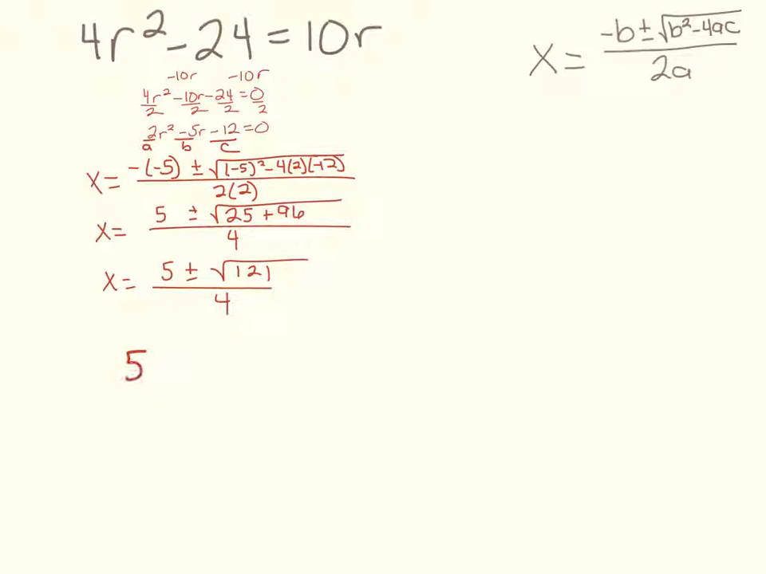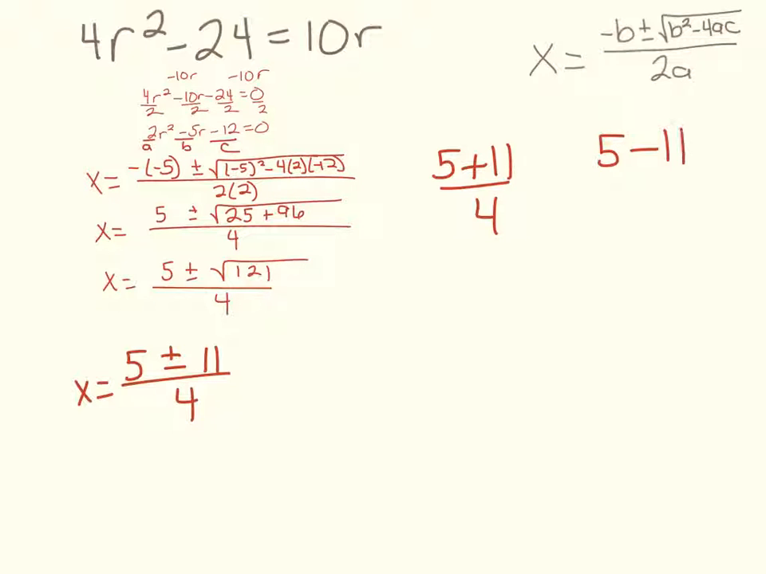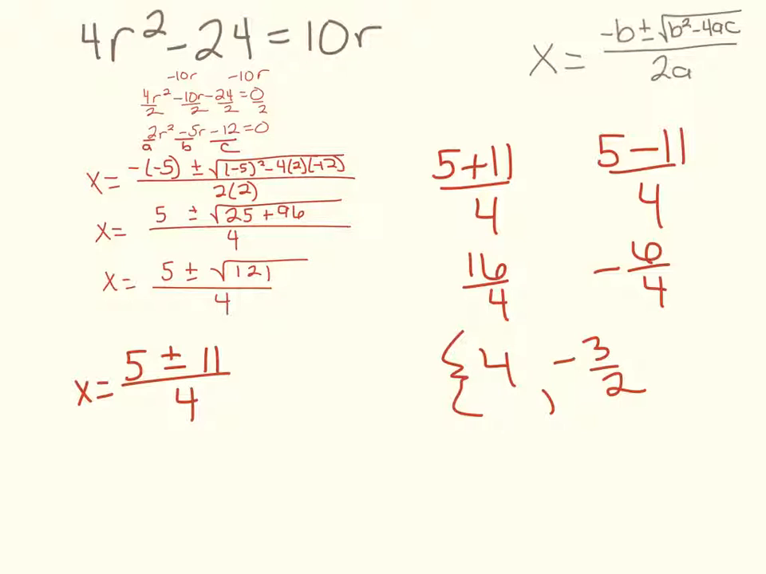Okay, and then we know the square root of 121 is 11. So we have 5 plus or minus 11 over 4. At this point, we need to split this up so that we can solve them separately. So 5 plus 11 over 4, 5 minus 11 over 4. 5 plus 11 is 16 over 4, which is 4. 5 minus 11 is negative 6 over 4, which reduces to negative 3 over 2. So 4 and negative 3 over 2 are your two answers.